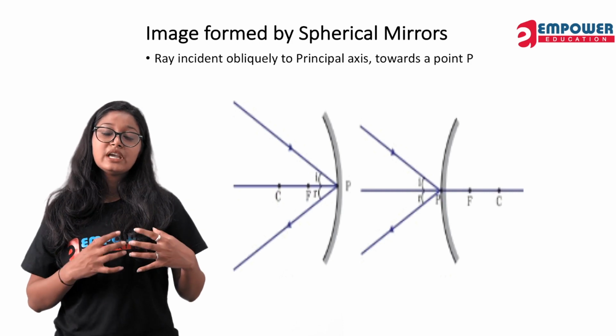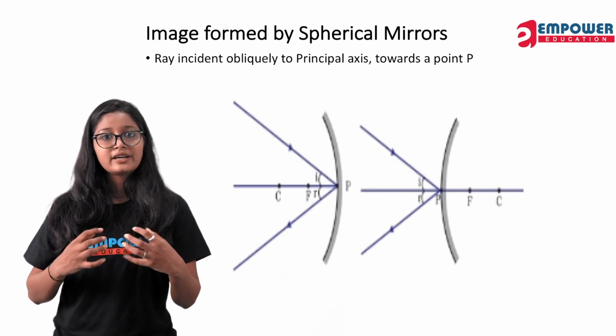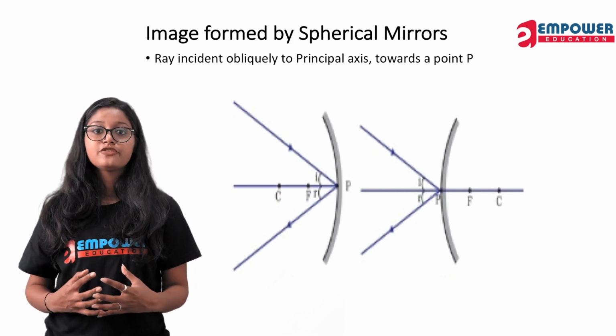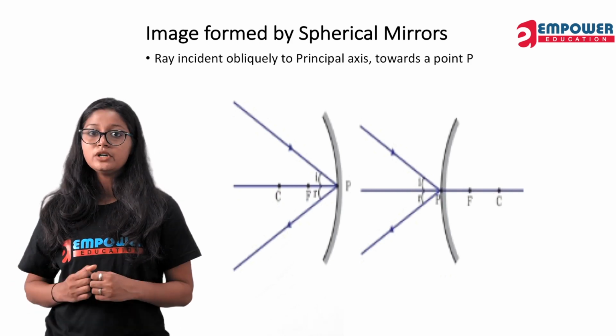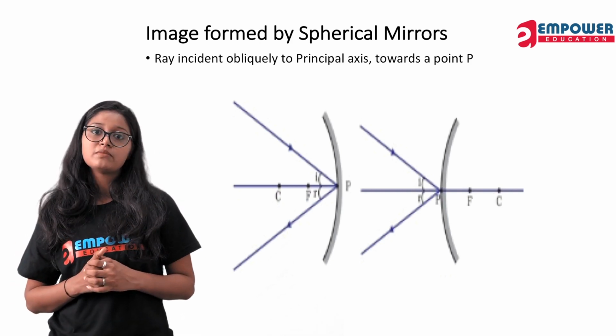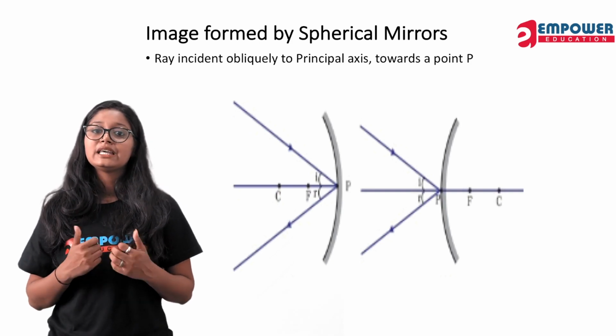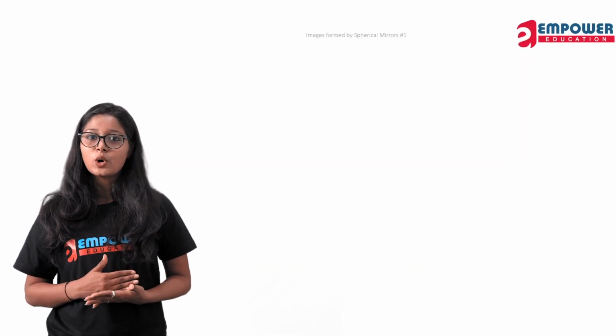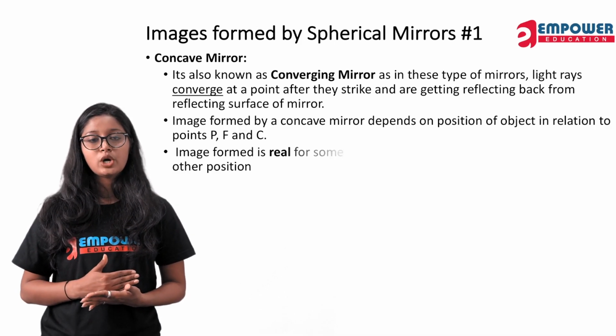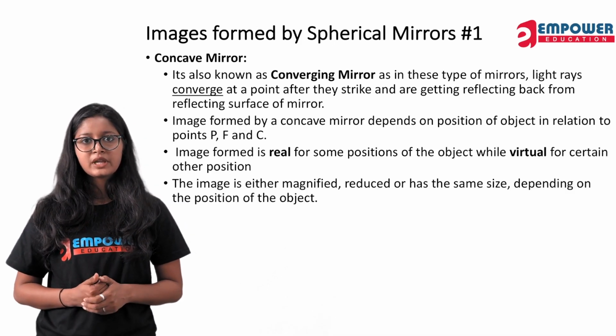That is, when we are told to draw a ray diagram with respect to a concave mirror or a convex mirror, we should keep these rules in mind so that we can obtain the image formation in these two mirrors. Now let's talk about the image formation by spherical mirrors.